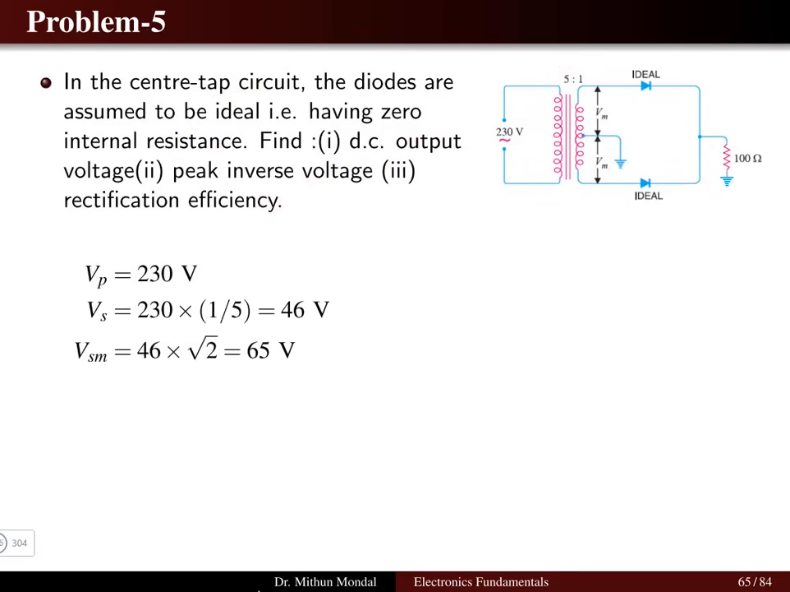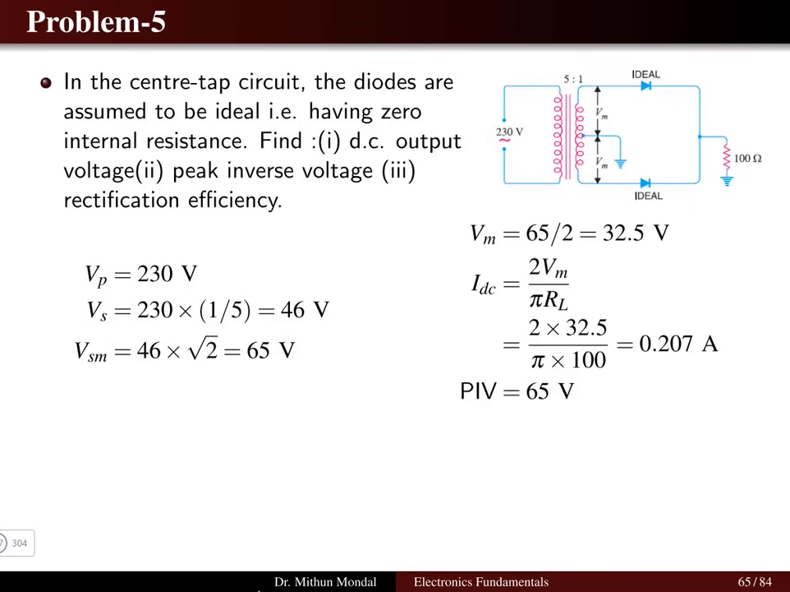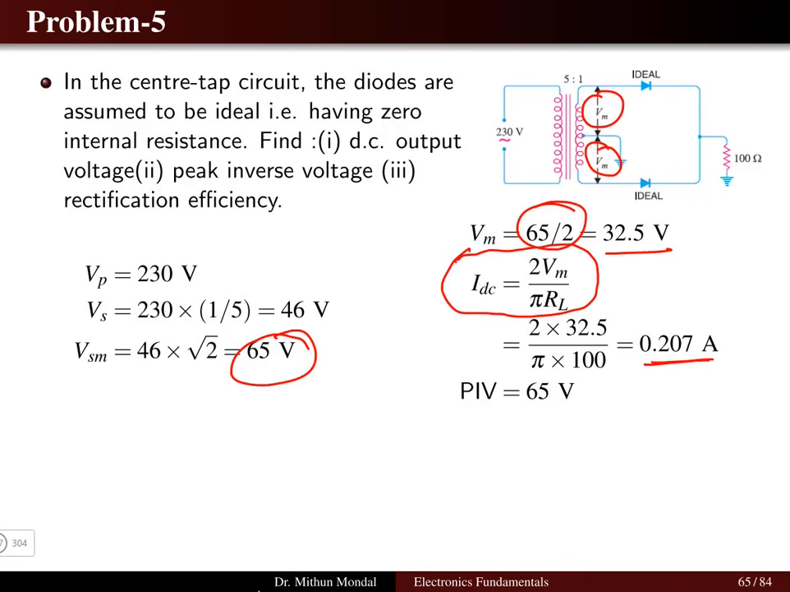So the given data whatever we have and what we can calculate. So 230 volt input with a 5:1 transformer. So 46 volt we will be getting at the secondary. And these 46 multiplied with root 2, we will get the secondary voltage maximum, which is 65 volt. Now we have to get the center tapping. So 65 volt divided by 2, we will get 32.5 volt as the maximum voltage. And IDC is equal to 2 Vm by pi RL. So IDC is 0.207 for the full wave rectifier.